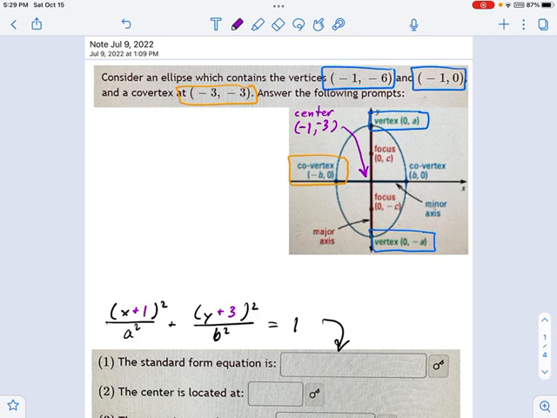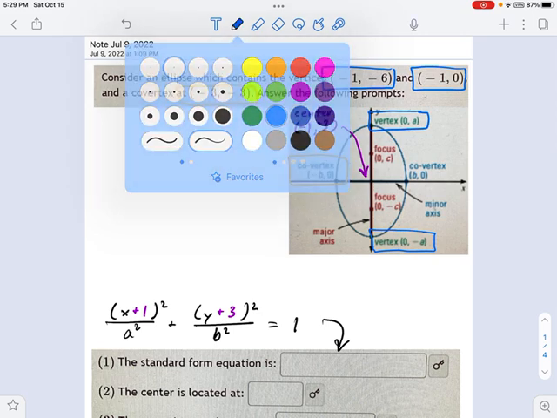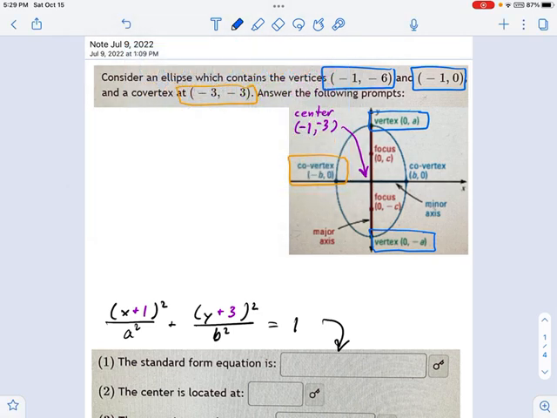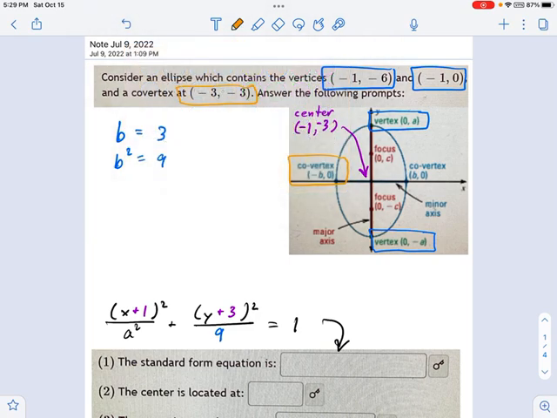Now as for what a and b are, if you look at the vertices, we see that they go up by 3 or down by 3 from the center. So that means b, remember, b is the length associated with the y direction, b equals 3. Well, that means b squared equals 9. So I can get rid of the b squared in this equation and replace it with what I know now, 9. And likewise, if you look at the co-vertex, you see that goes 3 to the left.